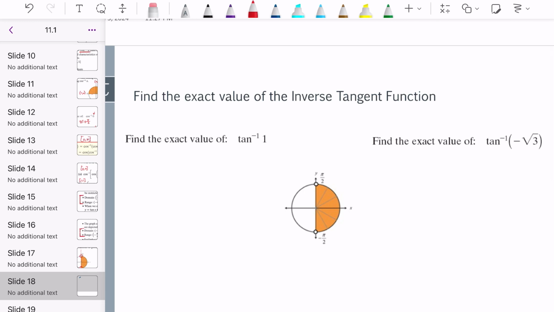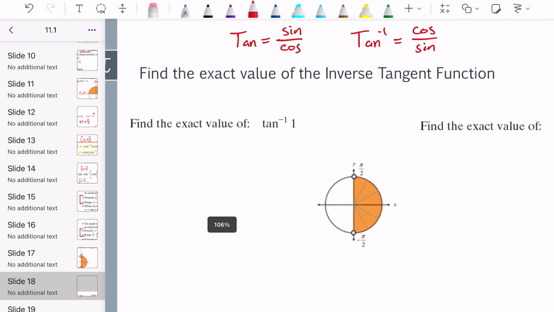In our next slide, we're going to go ahead and work on a couple sample problems. First thing to understand is that anytime we are dealing with tangent, tangent is equal to sine over cosine. The inverse tangent would actually be cosine over sine. So we're going to take a look at our first problem. In this case, we have the inverse tangent of 1.